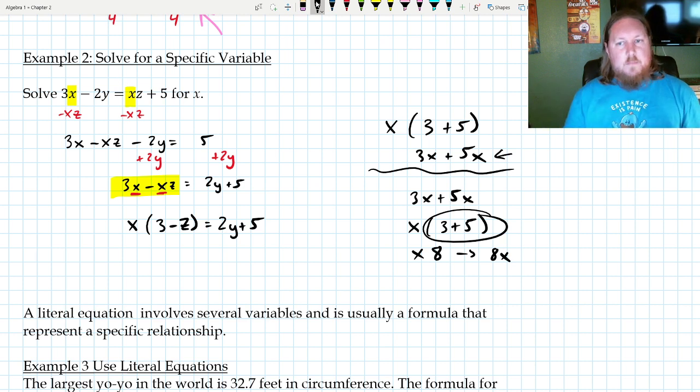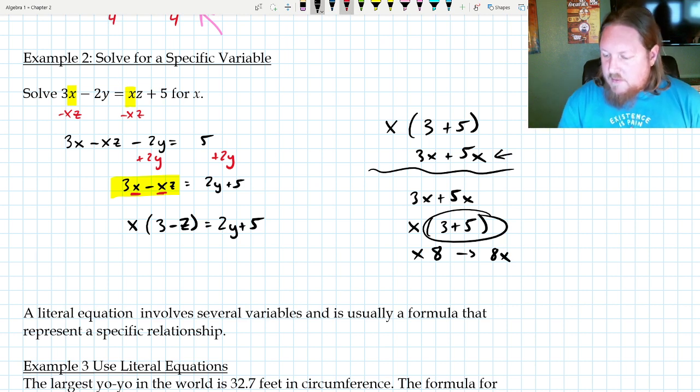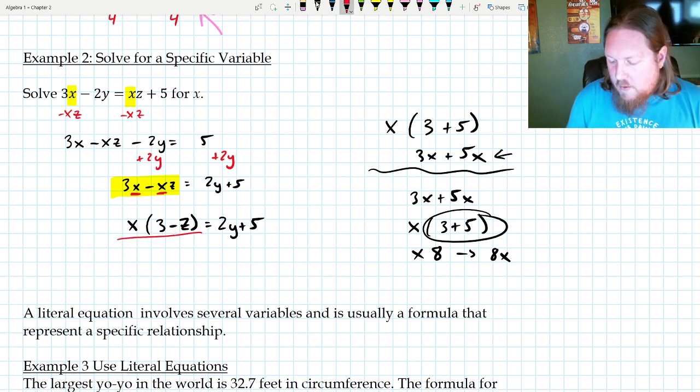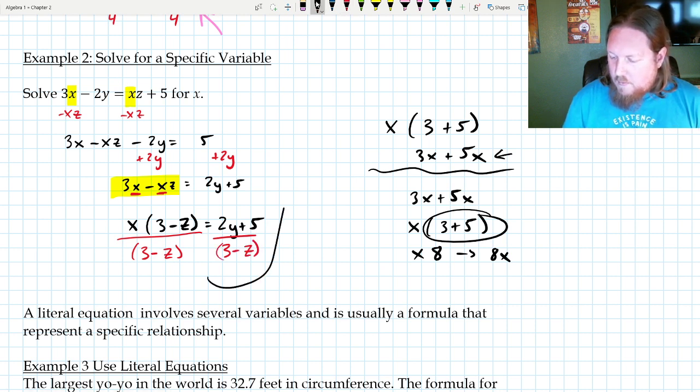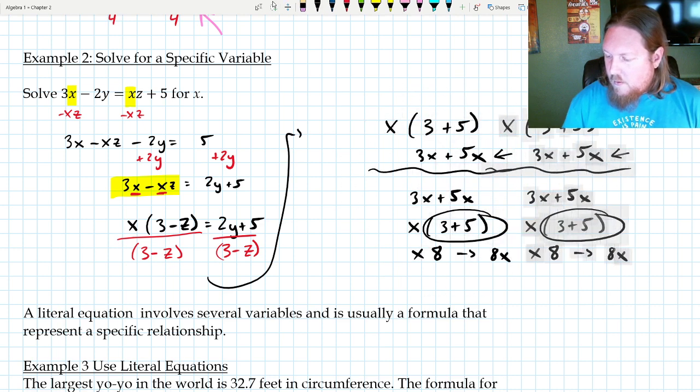You would just divide both sides by 8. This time, we don't have 8. We have 3 minus z. So I'm going to divide both sides by 3 minus z. And I'll write it up here. Maybe move this stuff kind of out of my way. There we go.